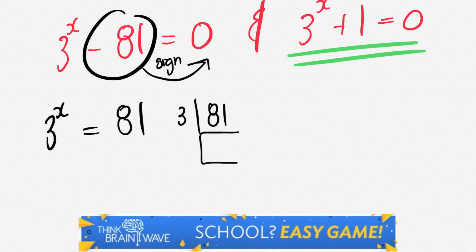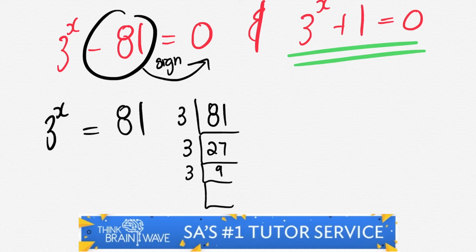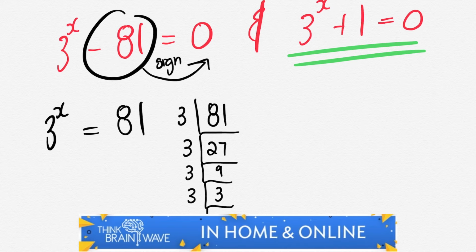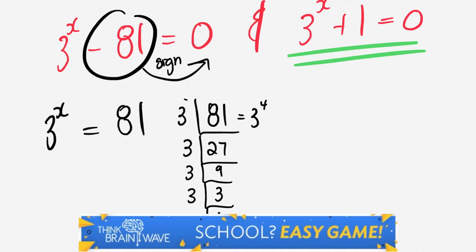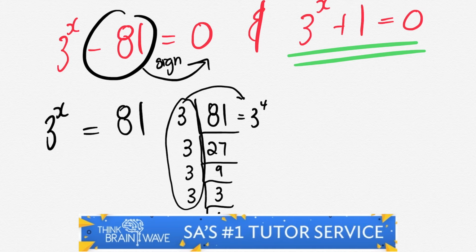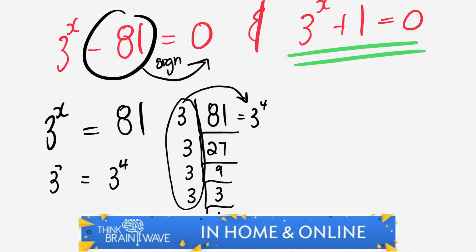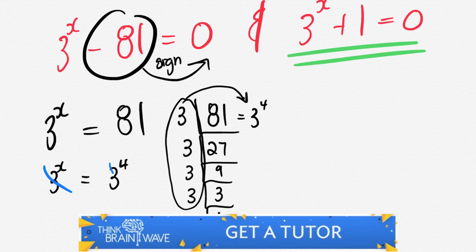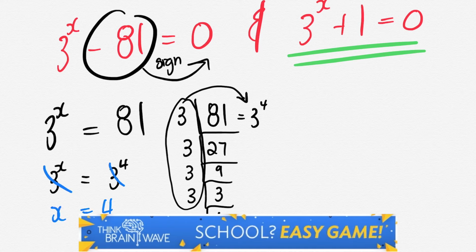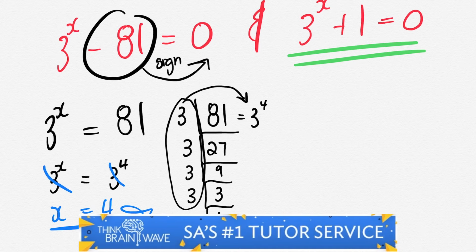We now do our prime factors. So we say 81 divided by 3 gives you 27, divided by 3 gives you 9, divided by 3 gives you 3, divided by 3 gives you 1. There are 4 3's, which means 81 is equal to 3 to the power of 4. Right. Now let's say 3 to the power of x is equal to 3 to the power of 4. We've got the same base, which means we can cancel them, leaving us with x equal to 4. Easy game. Now let's do the right-hand side.